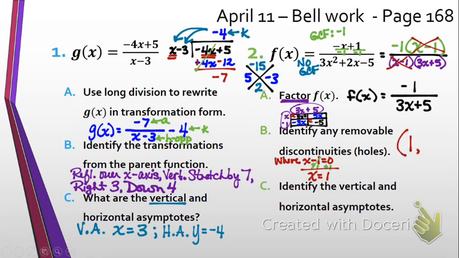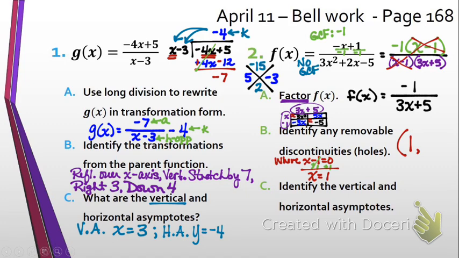How do I find the y part of the ordered pair? Substitute it in. All the way back into the original? No, if I put it in the original, I'm going to get 0 over 0. That doesn't help me find anything. So what do I sub it into? Yes, this part right here. After I canceled it out, I'm going to sub it into what's left over.